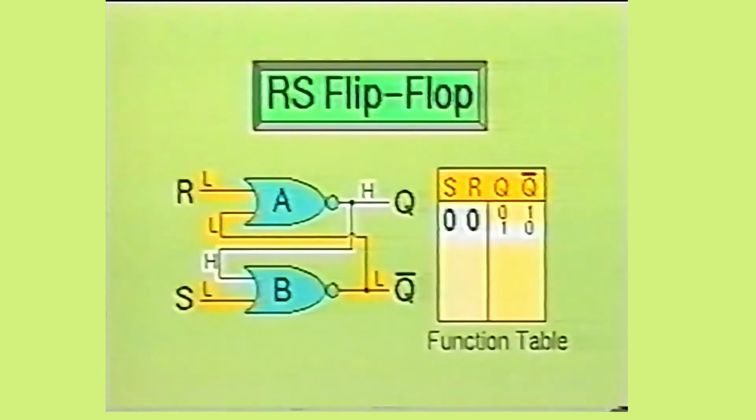Since this is a NOR gate, it will produce a high output. This high is then fed into the second input of gate B. When gate B receives a high and low input, it will produce a low output.